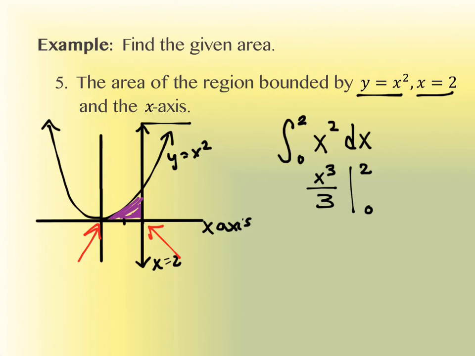So if I evaluate that at 2, I'm going to get 2 cubed over 3. And this is what I was telling you about just a moment ago, that a lot of times when we evaluate things at 0, they go away. It's one of the nicest places usually to evaluate. This would be an example of that. So the 0 cubed over 3 is 0. But what's 2 cubed over 3? 8 over 3.